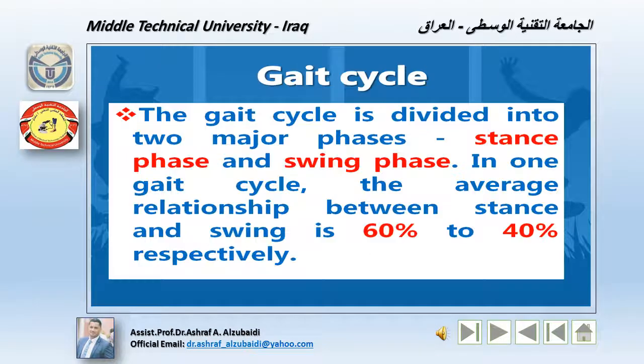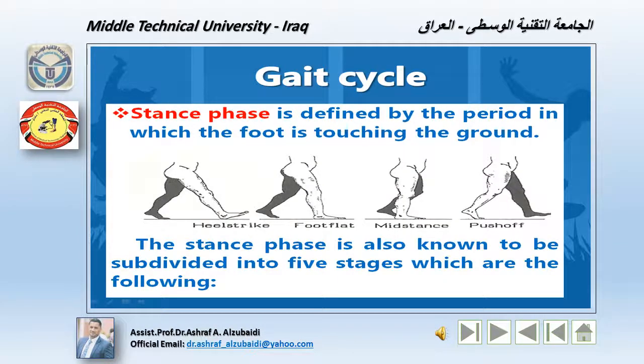The gait cycle is divided into two major phases named the stance phase and the swing phase. In one gait cycle, the average relationship between the stance phase and the swing phase is 60% to 40% respectively. We will now define each of these phases.